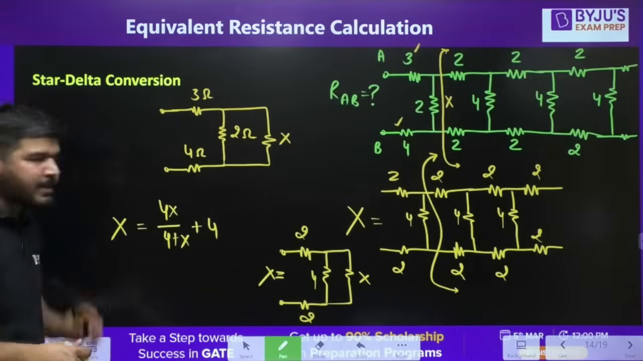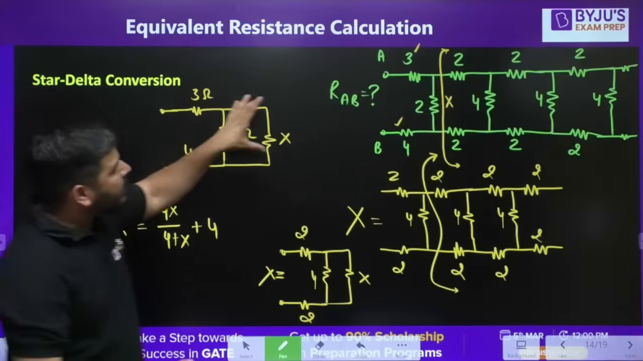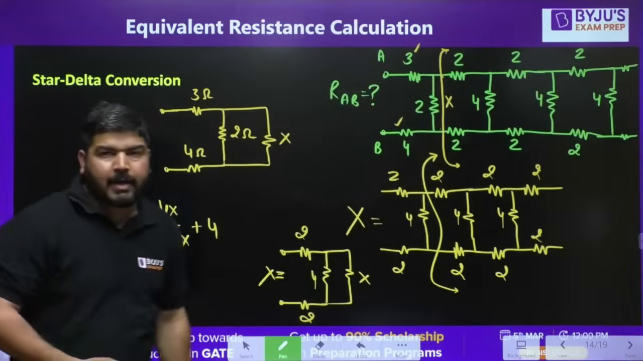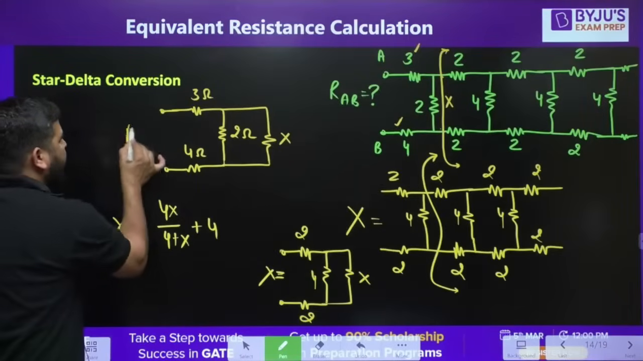First you have to calculate this X value, and that X value you have to connect between these 2 points. Between these 2 points you have to connect that X, and then you can calculate RAB.